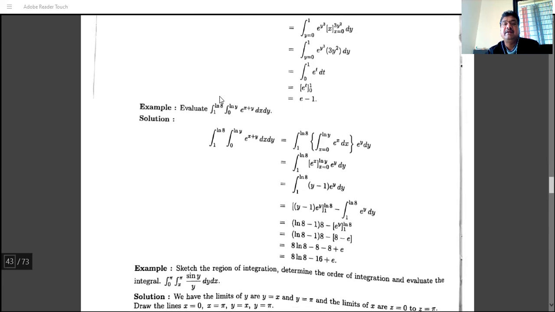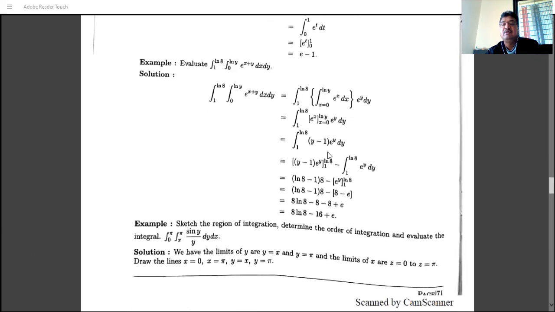Evaluate, next problem: evaluate the integral with y from 1 to log 8 and x from 0 to log y. So 0 to log y is the limit on x. Integration of e raised to x plus y is e raised to x times e raised to y. E raised to y is now constant, and the integration of e raised to x is e raised to x, value at the upper limit, that is e raised to log y is y.